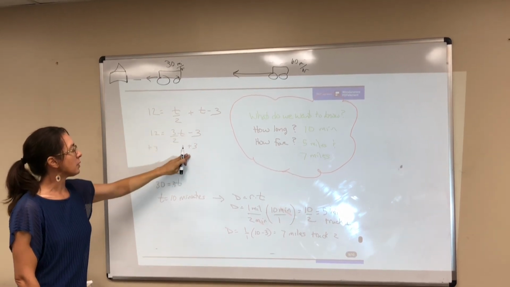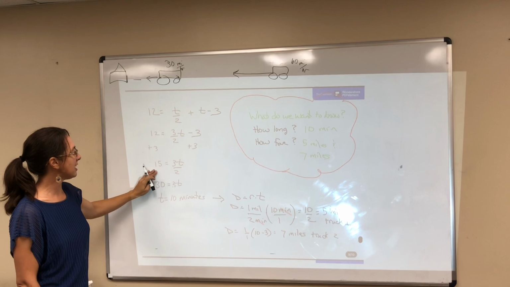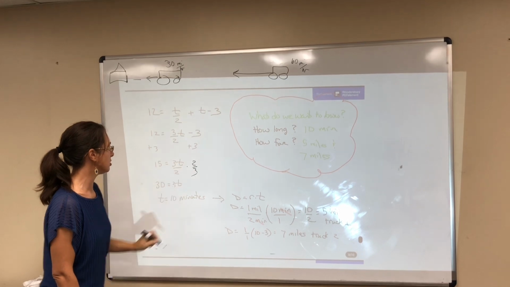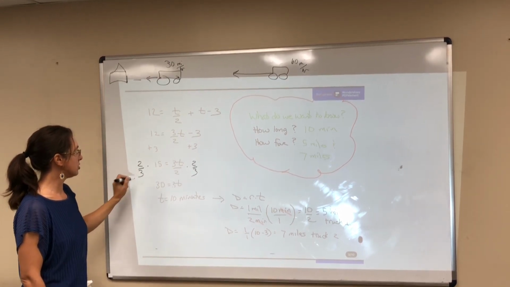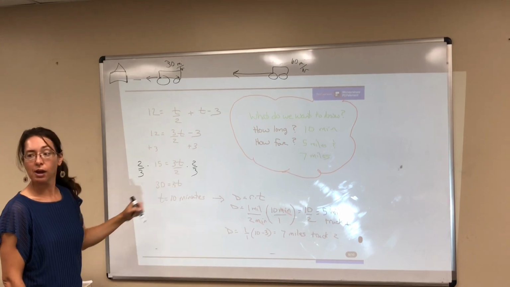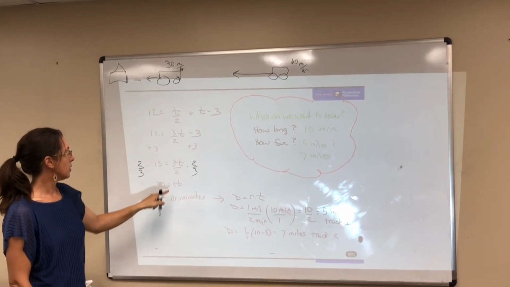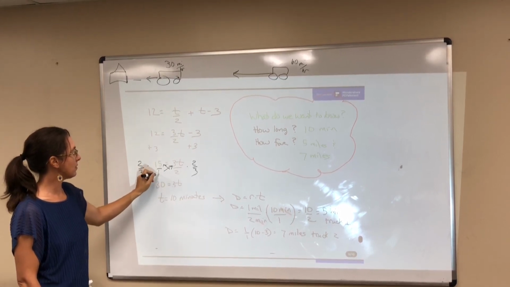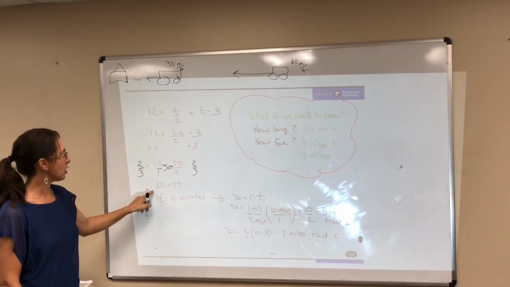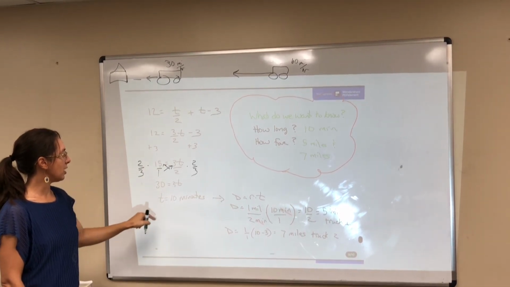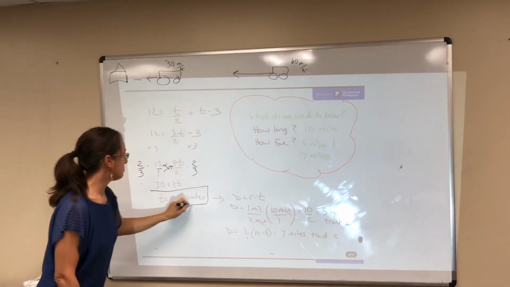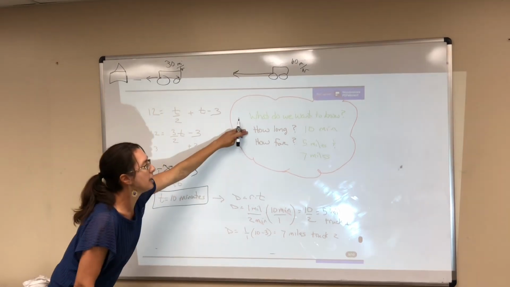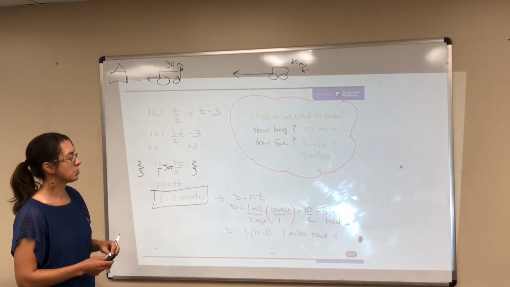So we're going to get rid of the easy guys. We move our 3 over, and we get 15 equals 3/2 t. Then I multiply times the reciprocal, which means I multiply times 2/3, because we can't divide by a fraction. Or we could also cross multiply, because this is really 15 over 1. Either way, we get 30 equals 3t, then divide by 3, and we get t equals 10 minutes. So it took the first guy 10 minutes, because that's what they were asking.